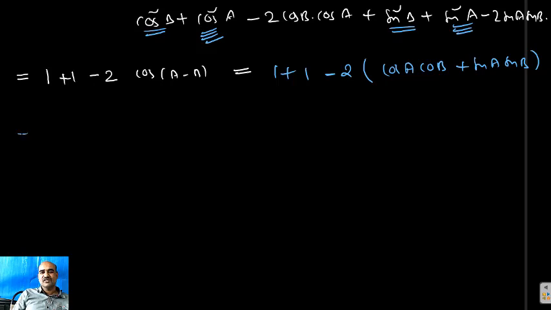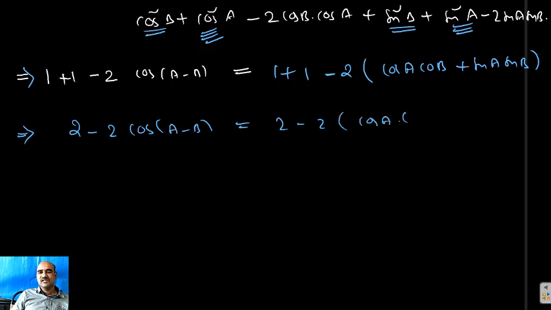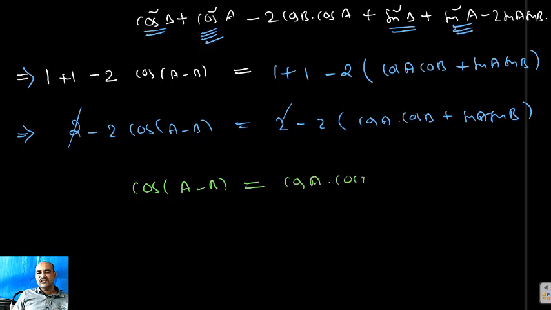Okay, so I am finalizing, students. 2 minus 2 cos of (a minus b) equals 2 minus 2 times (cos a cos b plus sin a sin b). Okay, so 2 gets cancelled. After dividing throughout by minus 2, what will we get? Cos of (a minus b) equals cos a cos b plus sin a sin b. So this is the formula of cos of (a minus b), should remember.